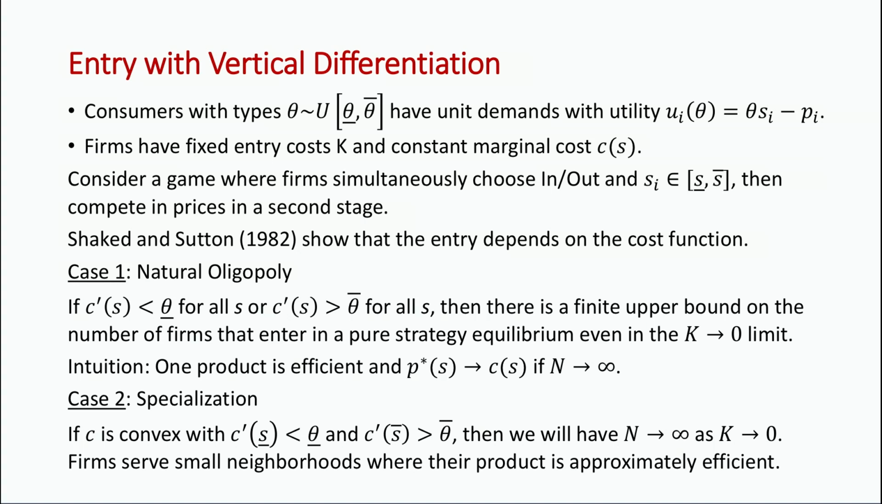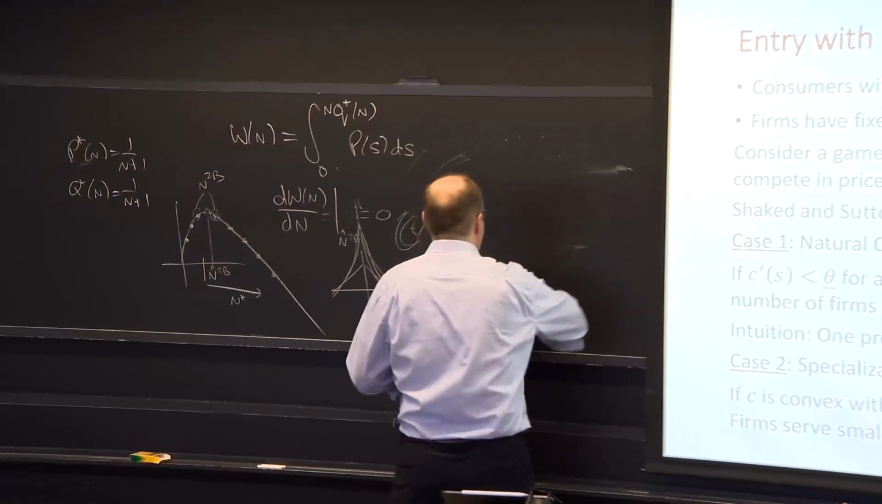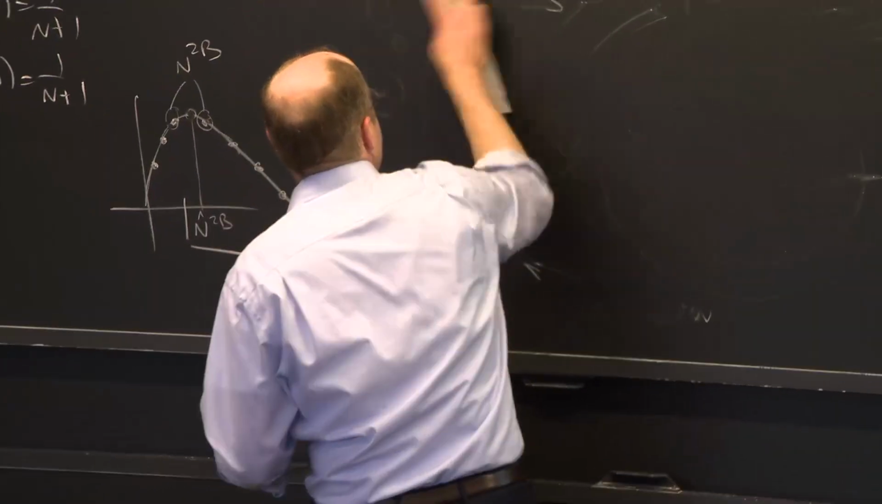So consider a 2-stage game. The firms are simultaneously choosing whether to enter, and if they enter, they're going to choose which quality level to produce. And then once they've done that, they compete in prices according to the vertical differentiation model. And Shaked and Sutton have this classic paper that shows that you can get 2 different types of outcomes in this. First one is what they call the natural oligopoly case.